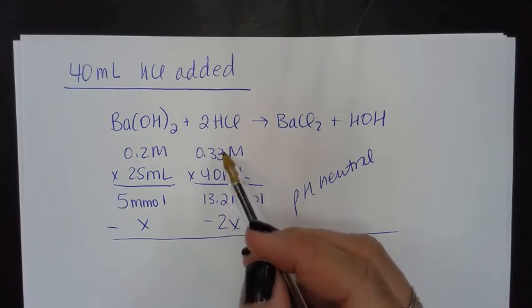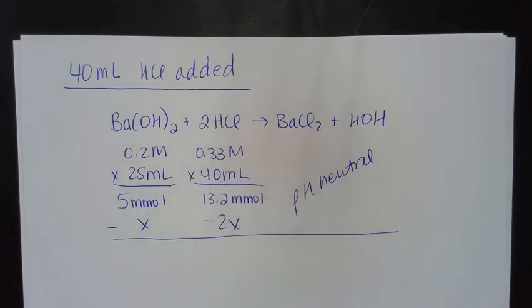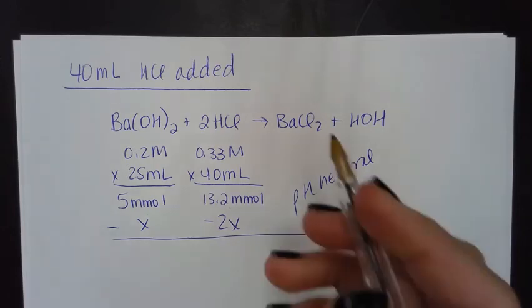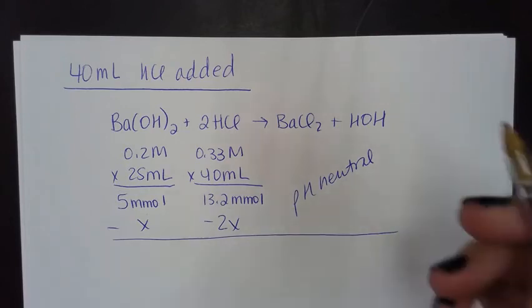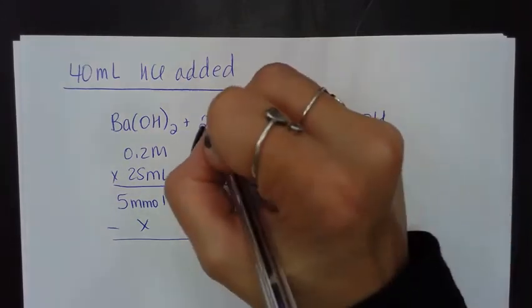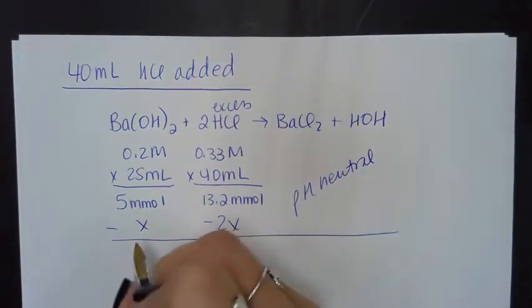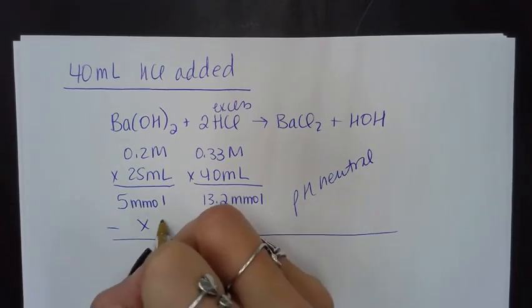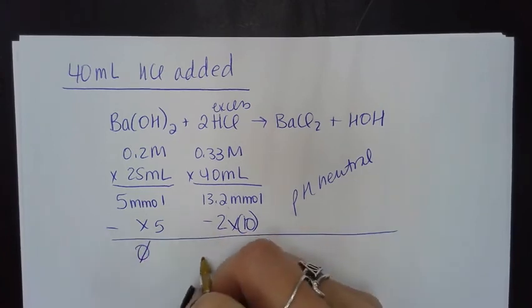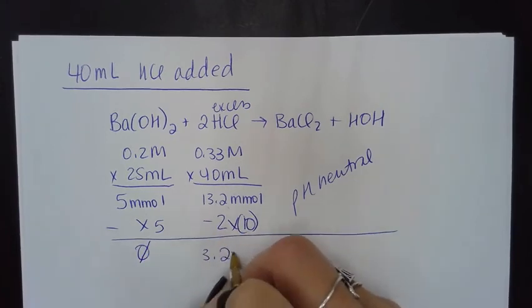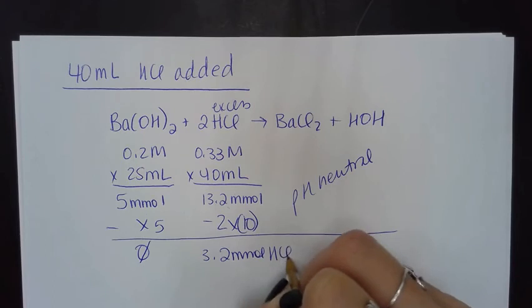So in this case, this is the one that's going to be excess, and that makes sense because I'm past, oops, I lost my graph. I am past the equivalence point, so I should have excess HCl. So minus 5, minus 2 times 5, which is 10. So none of that left. Minus 10, 3.2 millimoles of my HCl left.